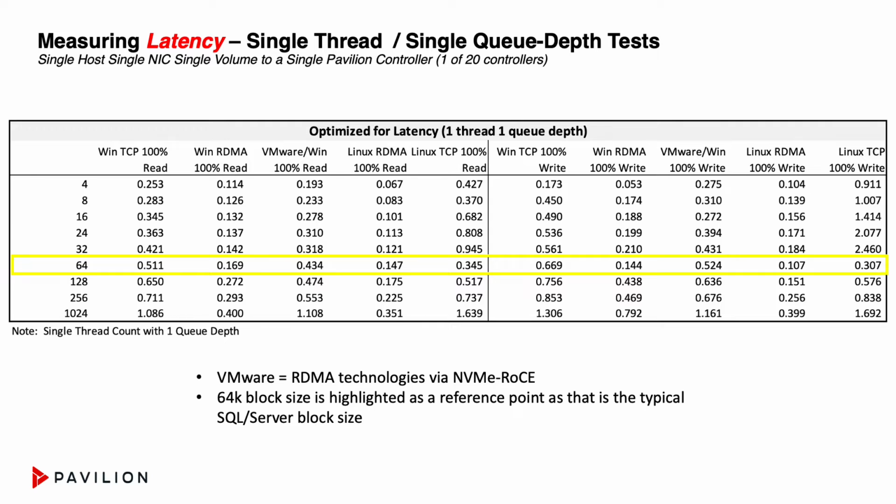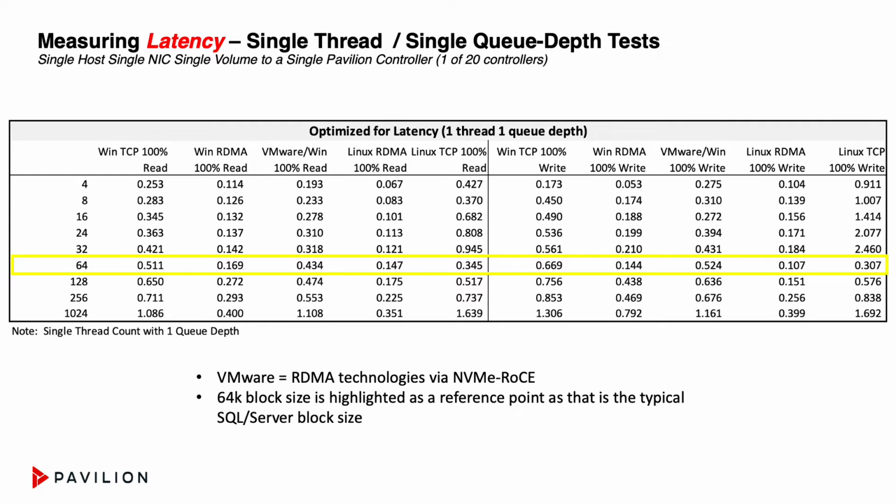In testing latency, you test with a single thread count with a single queue depth to define the optimal potential latency that can be achieved through the ecosystem. In the table below, we've tested the latency for various block sizes. The rows are the block sizes, 4, 8, 16, all the way up to 1024. The columns are various scenarios in which we tested that block size. All numbers are represented in milliseconds.